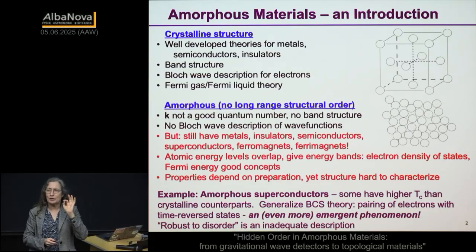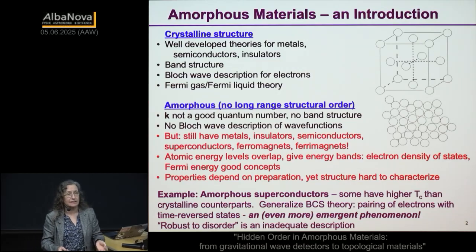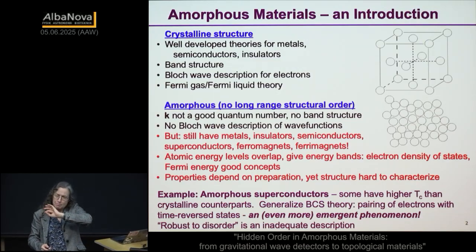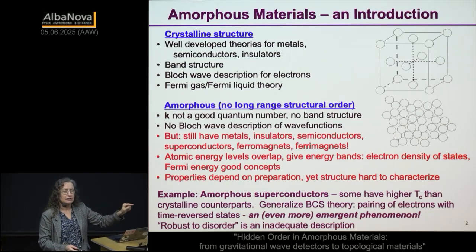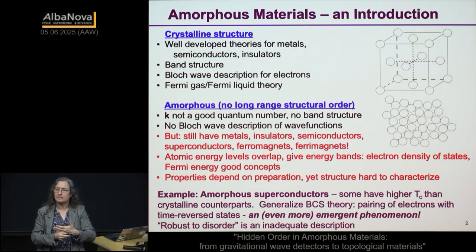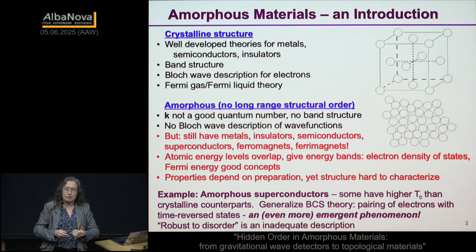As long as there is no inelastic scattering event, and at low temperatures there's very little inelastic scattering, then a backwards traveling electron will go back through exactly the same path. So we talk about time-reversed states and their pairing. So at least I have a framework.